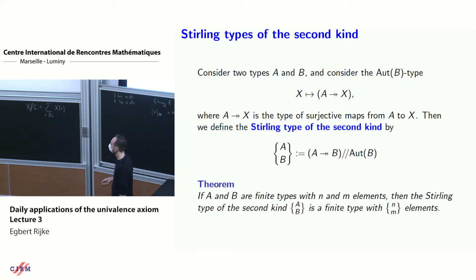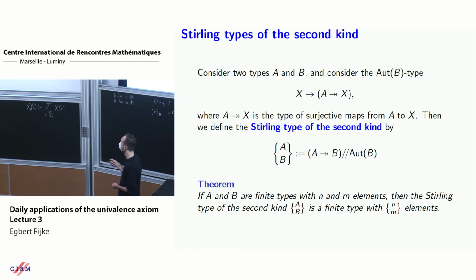So in similar fashion, we can define the Stirling types of the second kind. Again, we consider an Aut B action, namely now if X is a type that is merely equivalent to B, then we can look at the type of surjective maps out of A into X, and that's again an Aut B action. And we simply define the Stirling type of the second kind to be the type of orbits of this action.